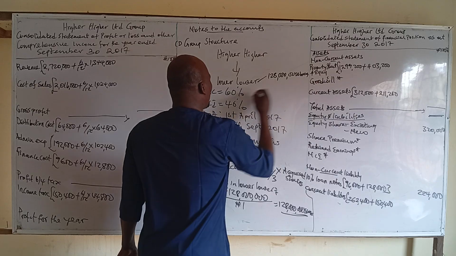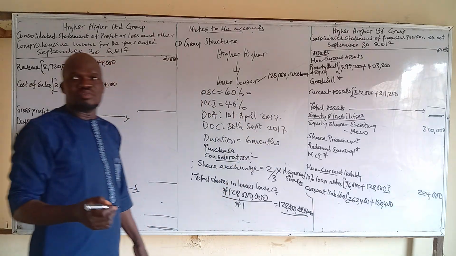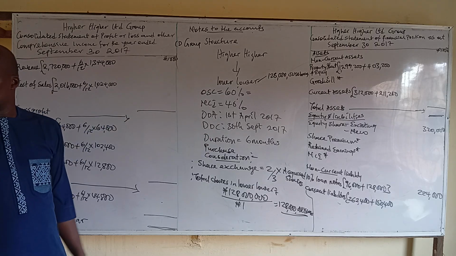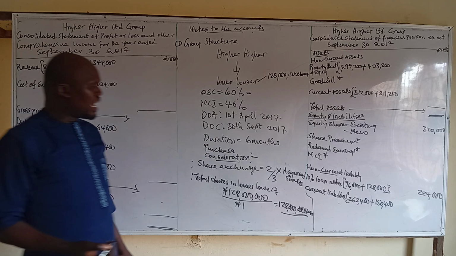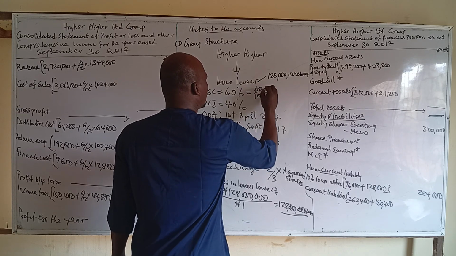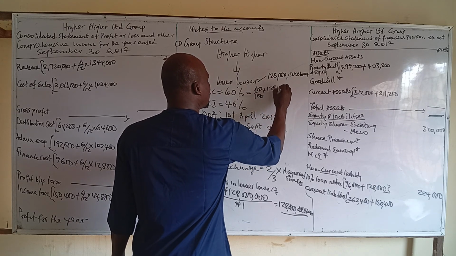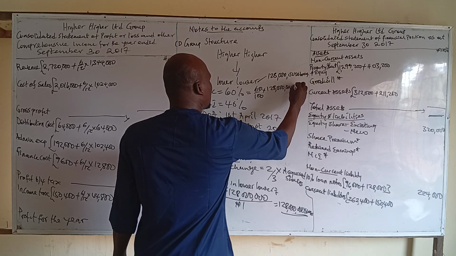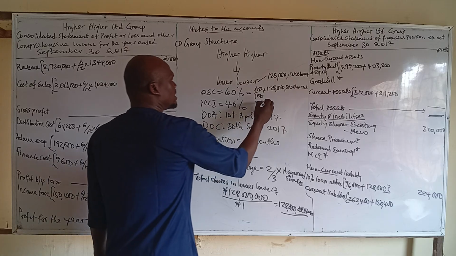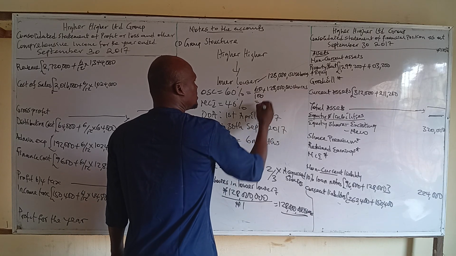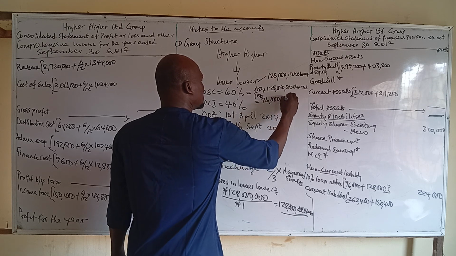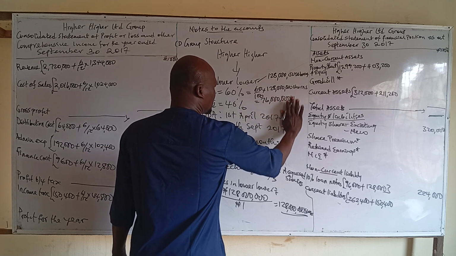So if this person is now taking 60% of 128 million, how many shares is Higher taking? It's going to be 60 over 100 times 128 million shares. So how many shares is he taking? 76 million shares. Is it 76?